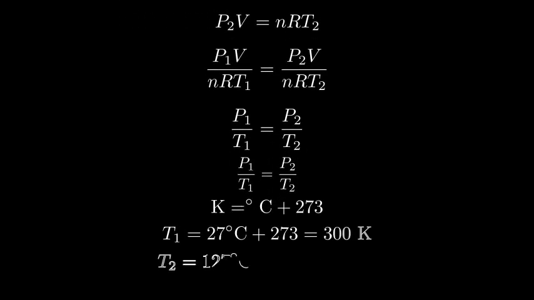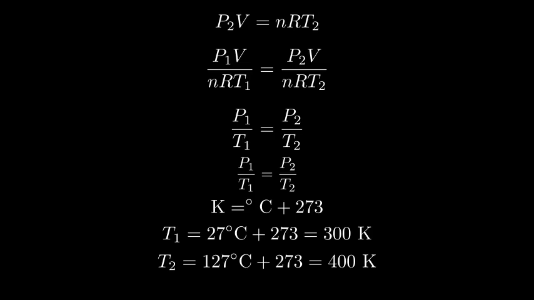Before we can use this equation, we need to convert our temperatures to Kelvin by adding 273. 27 degrees Celsius plus 273 equals 300 Kelvin, and 127 degrees Celsius plus 273 equals 400 Kelvin.